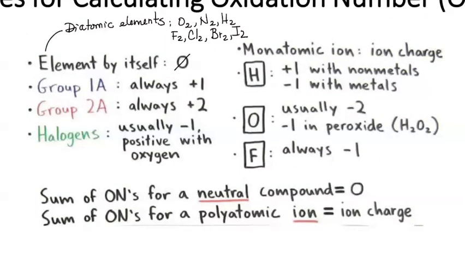If you're in group 1A, your oxidation number is +1. If you're in 2A, your oxidation number is +2. If you're a halogen, for the most part, your oxidation number is -1. You can see here that hydrogen, when it is with non-metals, has an oxidation number of +1. But if it's with a metal, it's -1. Oxygen is going to be -2 for its oxidation number. But if this is peroxide, it is -1. Fluorine is -1.